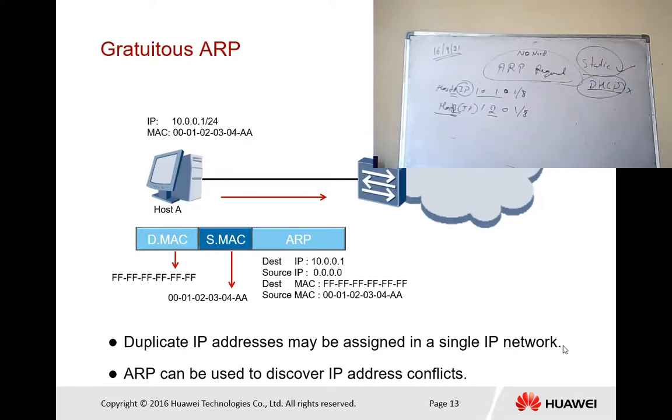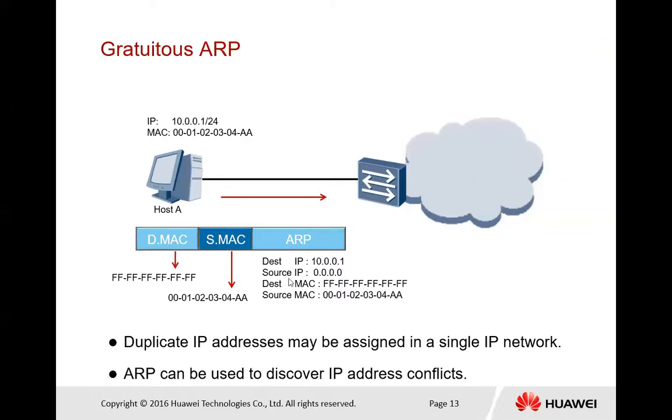Next, as shown in this picture, host A sends an ARP request to the whole network, and it will check the destination MAC address and source MAC address. And here is the ARP format field. As seen in the image, the destination IP address is here and the source IP is here. The destination MAC address is broadcast.